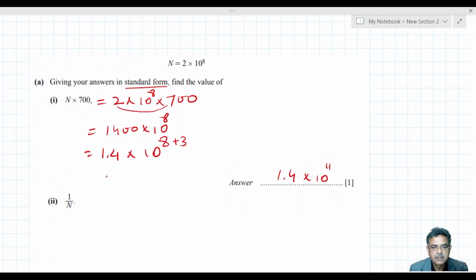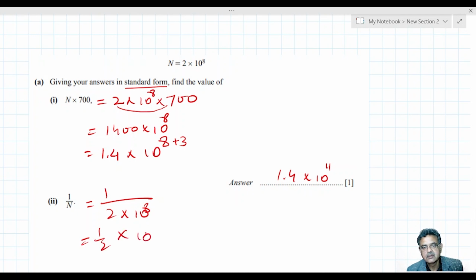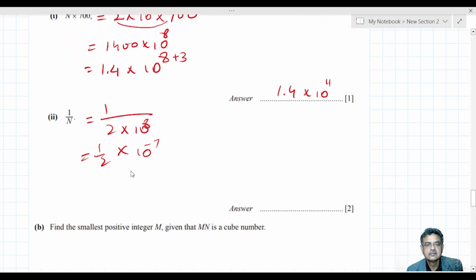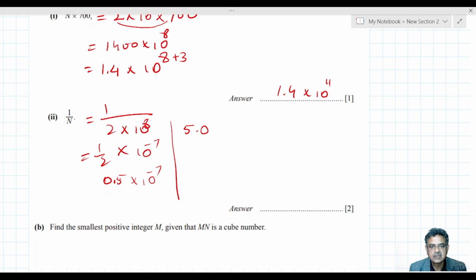1 over n. This is 1 over 2 into 10 to the power 8. 1 over 2, 10 power minus 7. This is 0.5 into 10 power minus 7. Now, this is not actually standard form so far. So we make it 5.0. This is enlarged, so the power will be made smaller, further smaller. So that will be minus 8. So it is equal to 5 into 10 to the power minus 8.